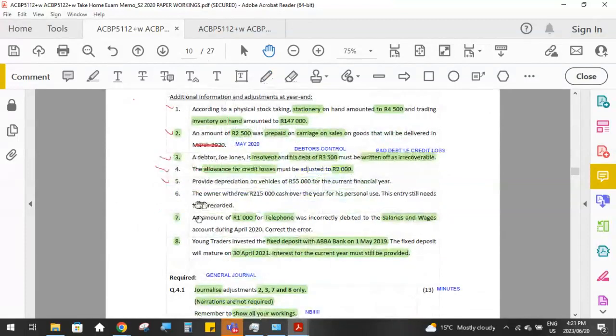And then the next one says the owner withdrew 250,000 Rand cash over the course of the year for his personal use, and this entry still needs to be recorded. So remember, when the owner transacts with the company, we have to use one of our two proprietary accounts, either capital or drawings. We use the capital account when the owner makes additional contributions, and we use the drawings account when the owner takes either goods or cash out of the business. So in this case, he's taken cash, so we must charge that to the drawings account.